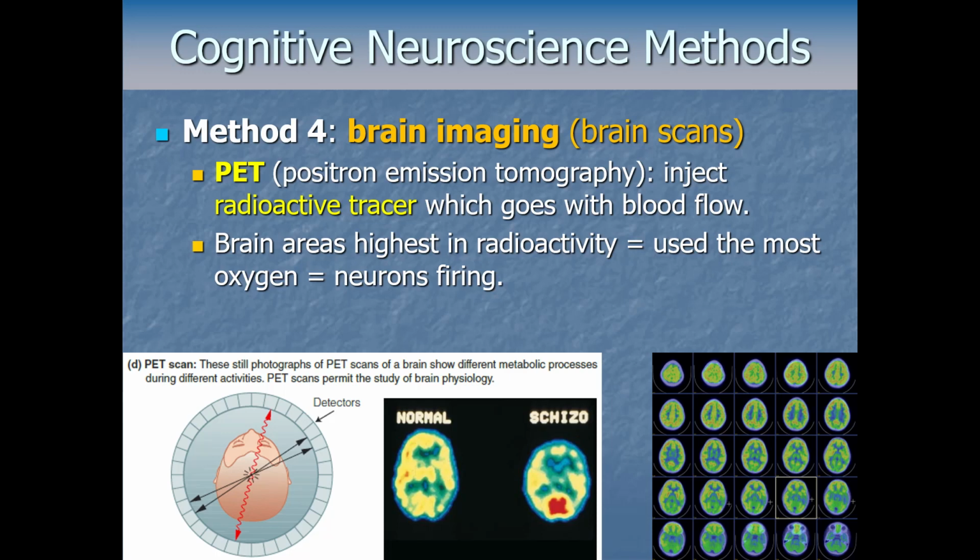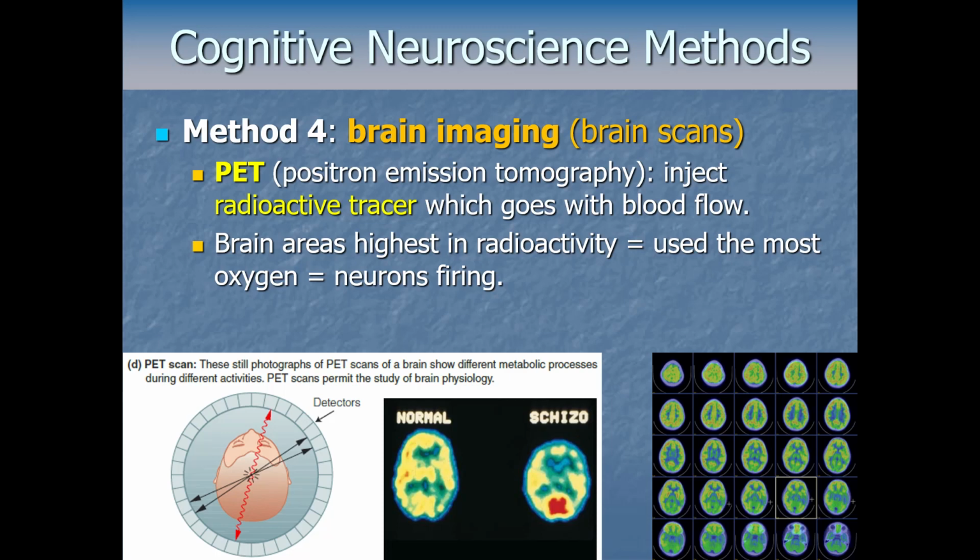A detector measures radioactivity coming from different brain areas. So the area with the highest radioactivity after a task tells us that that brain area used the most oxygen during the task, which tells us that area had a lot of neurons firing and thus needing the blood flow to replenish them after.